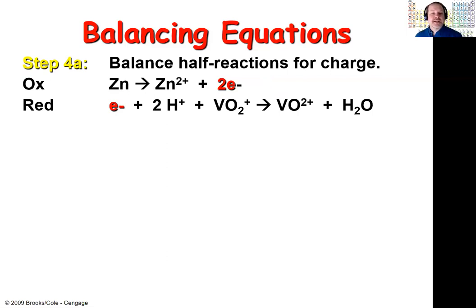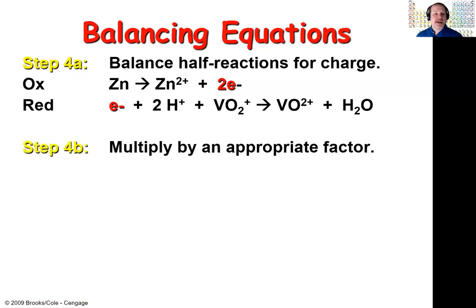In this case, for the reduction, if we add just 1 electron, that will give us the same +2 charge on both sides of the chemical reaction. So it's not about getting to 0 on both sides, because then you'd have to add electrons on both sides. The other thing I would note about the reduction step is that we add an electron to the reactant side.